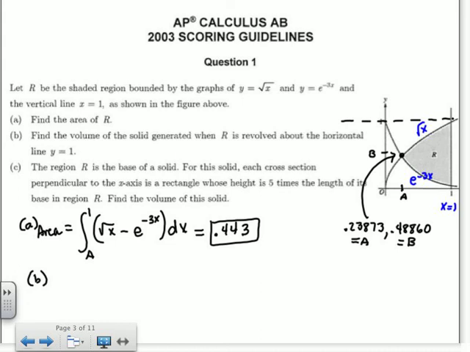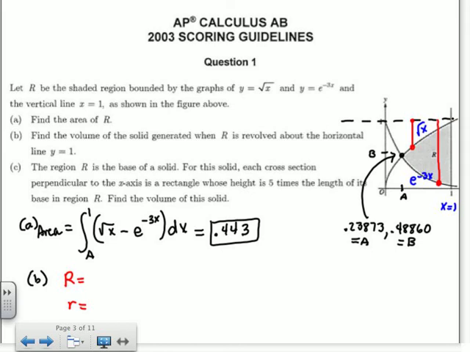Okay, so I need to think about what my outer radius and inner radius are. Start at your horizontal line. My outer radius goes all the way down to that outside curve, so I call that my capital R. My inner radius is my little r, so that goes from where I started to the inside curve.